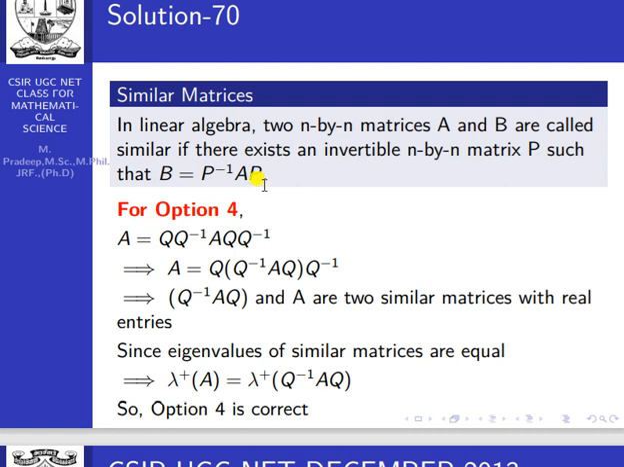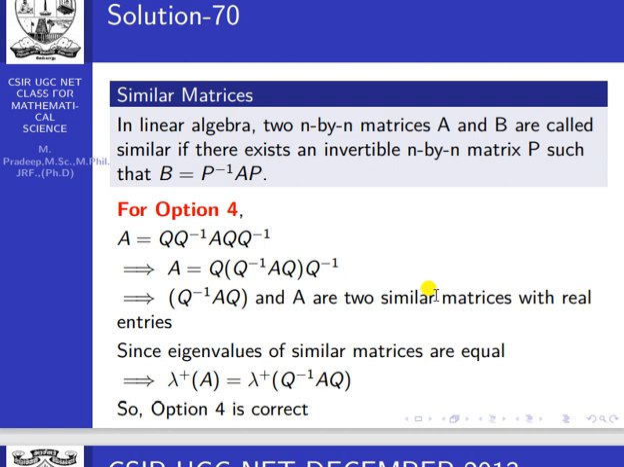For option 4, we can express A as Q into Q inverse, A, Q into Q inverse, because Q into Q inverse is I. So A is A, and I is also A. Then, using the bracket for the middle three matrices, Q into Q inverse AQ into Q inverse. So what is the conclusion? Q inverse AQ and this A are similar matrices with real entries.